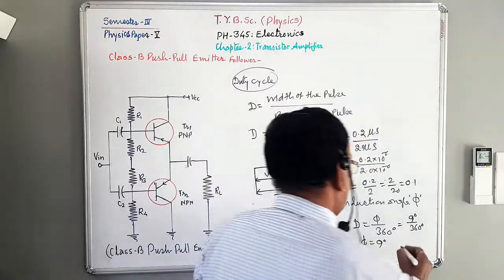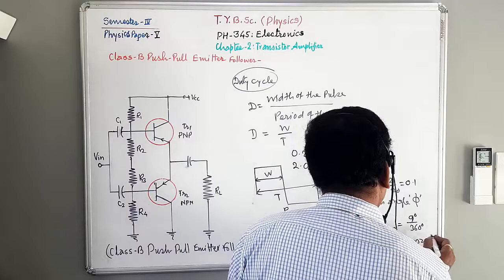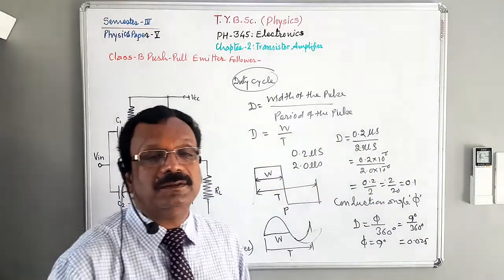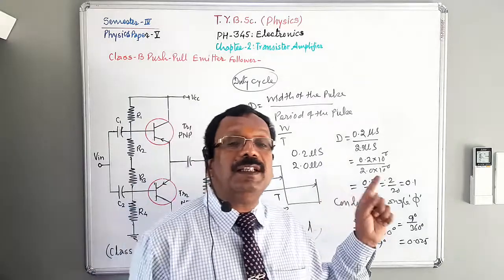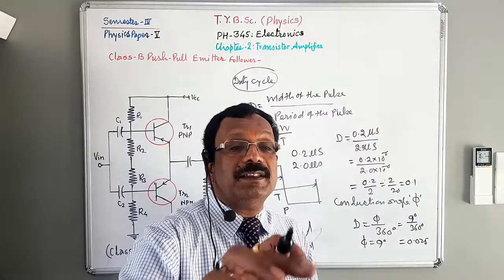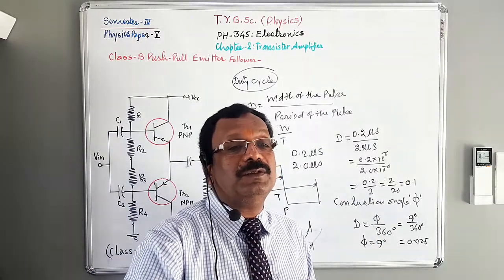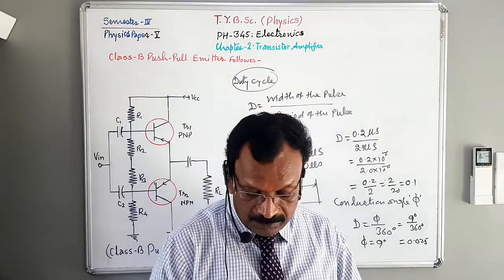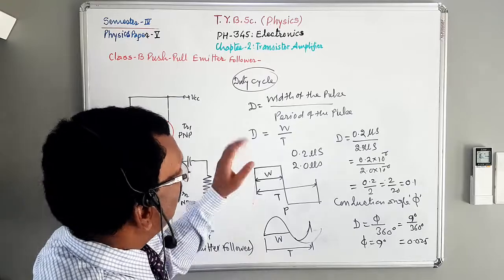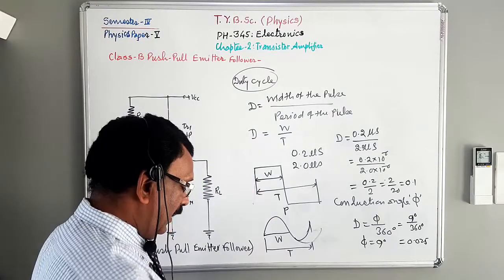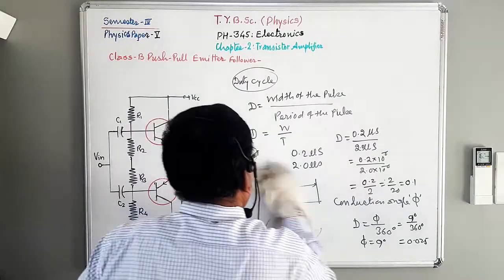Obviously we will have 0.025. This is the duty cycle. So we can say that duty cycle can be stated by using conduction angle. So what is conduction angle, what is duty cycle? These two points are very important from the exam point of view. So this is about duty cycle. Now we are going to see the next point.